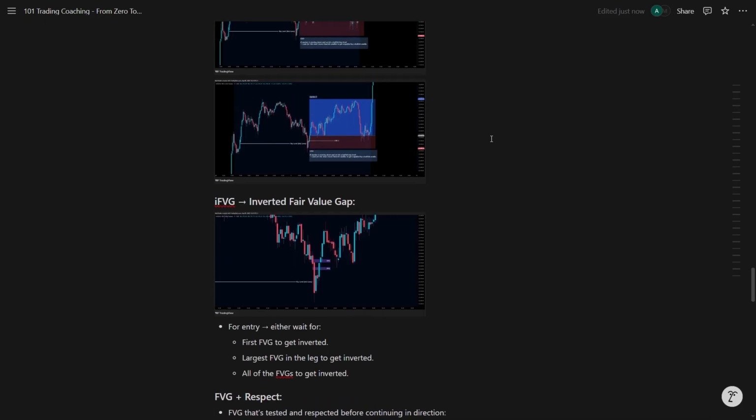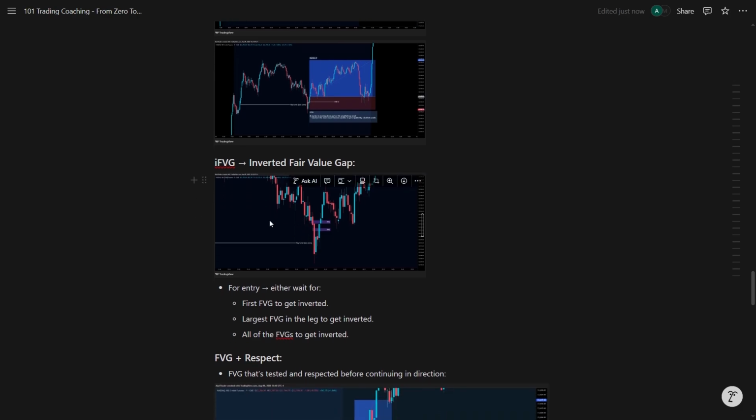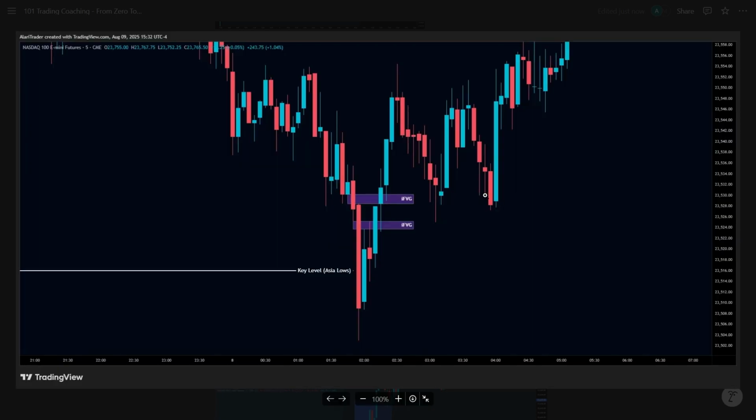Now for the second entry model, you have IFVGs, which are inverted fair value gaps. We've already gone through this a bit, but we're going to do it again for the viewers. An IFVG is basically when a fair value gap gets inverted. So now I took the same example because it's a very good example of both CISDs and IFVGs. You have fair value gaps going down. You hit the key level and then you go back up. And then you close above the fair value gap. So the bearish fair value gap gets engulfed by a bullish move. So you have one IFVG here and one IFVG here.